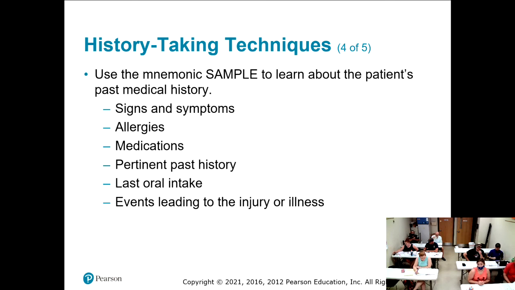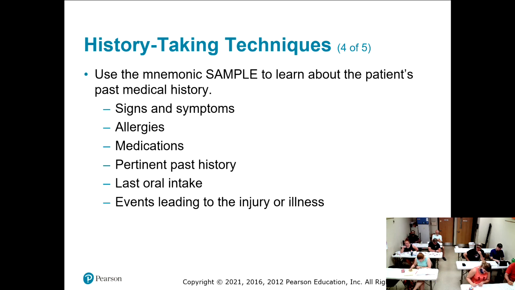So, SAMPLE. It's our other one. Signs and symptoms, allergies, medications, pertinent past history, last oral intake, and events leading up to the injury or illness. So signs and symptoms, again, like I said earlier, signs are what you see, symptoms are what they tell you. Allergies, so do they have allergies to anything? Typically we're looking for medication allergies, but also, are we here for difficulty breathing? So what kind of allergies do you have? Do you have bee allergies? Do you have shrimp allergies? Those might be pertinent allergies you want to know about.